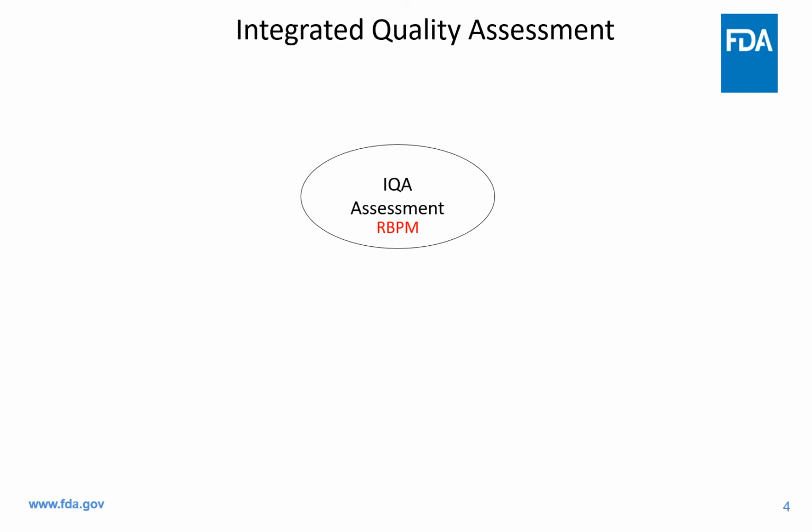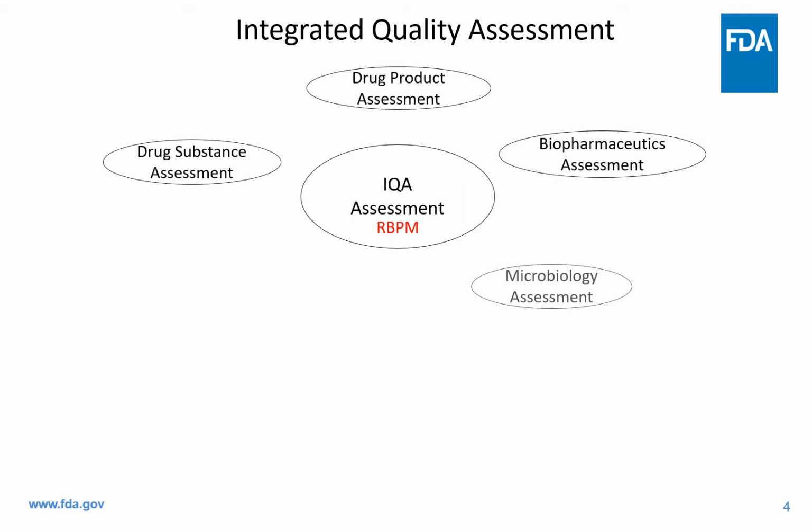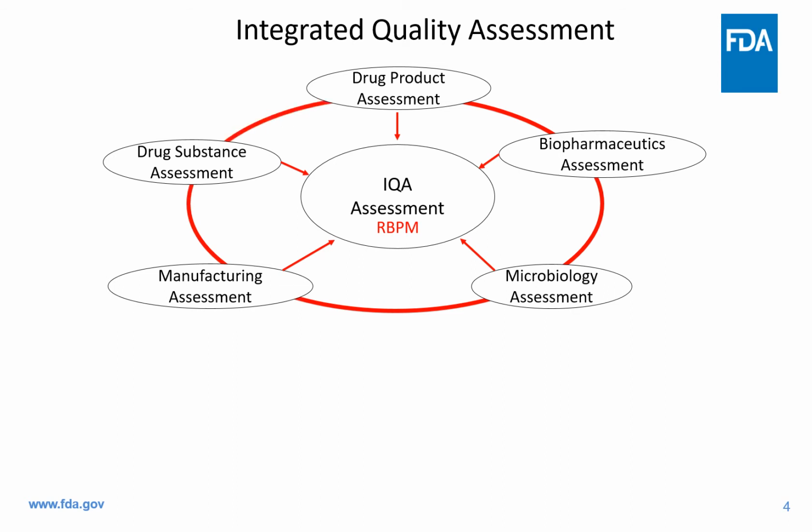Now, when we look at this process graphically, we have at the center of the team the RBPM and the ATL. We have all the reviewers who will feed in information. They will all be talking to each other, and this is our team. This is the integrated quality assessment.